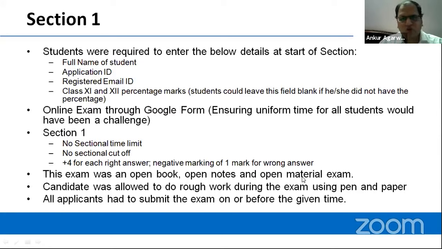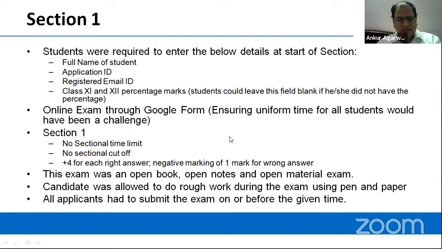Students were also allowed to do rough work during the exam using a pen and paper. Also, applicants had to submit the exam on or before the given time in both sections. Once students had completed section 1, they had a break of 15 minutes. At the start of section 2, again students had to enter all the mentioned details that they had put in at the beginning of section 1, except for the class 11th and 12th percentage marks.